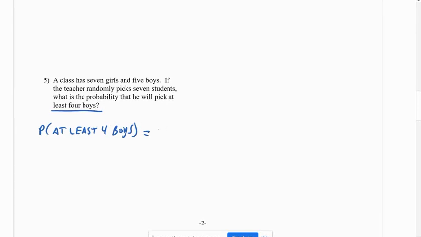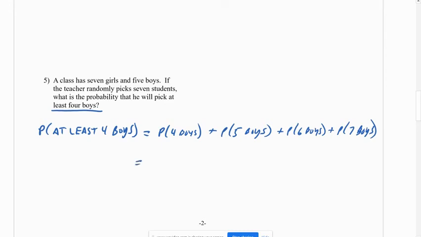So that means he's going to pick exactly 4, or exactly 5, so 4 boys plus probability of 5 boys plus the probability of 6 boys plus the probability of 7 boys. Okay, so when he picks 4 boys, that means he's also picking, if they're picking 7 students, that means, oh, actually, let's see, there are only 5 boys, so we can eliminate these two because that's impossible for him to pick 6 boys. Those would just be zeros because it's impossible that he can pick 6 boys if there are only 5 in the pool.